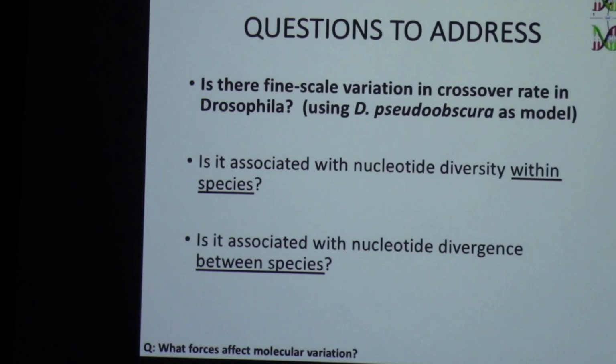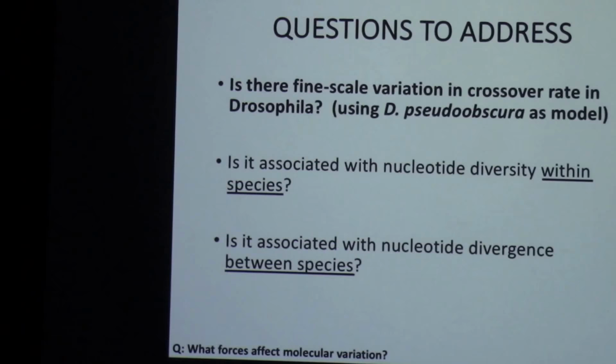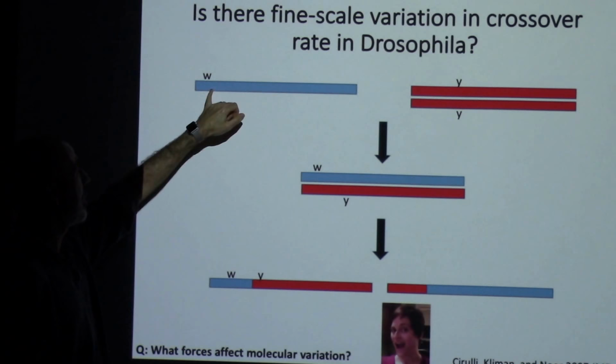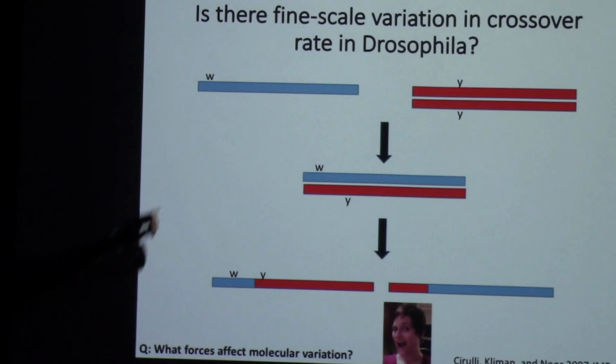So this started actually as a fun project with a rotation graduate student in the lab, Liz Cerulli, that's her at the bottom, where she crossed strains of pseudoobscura that had the white mutation to strains that had the yellow mutation, right? So this is really good genetics. This is on the X chromosome. That's why there's only one here, so it's the male to the female. You get these offspring in the F1.